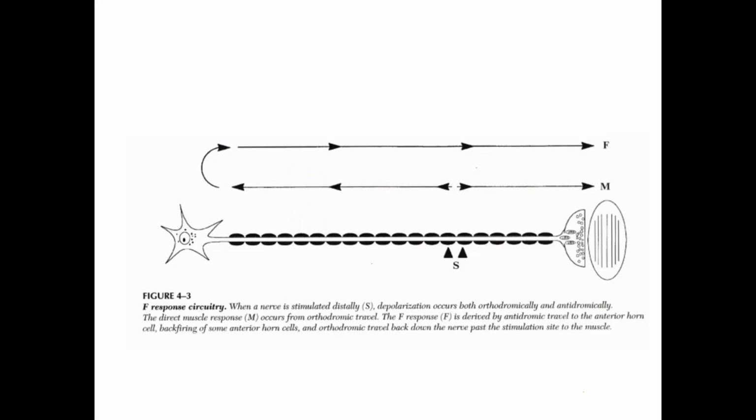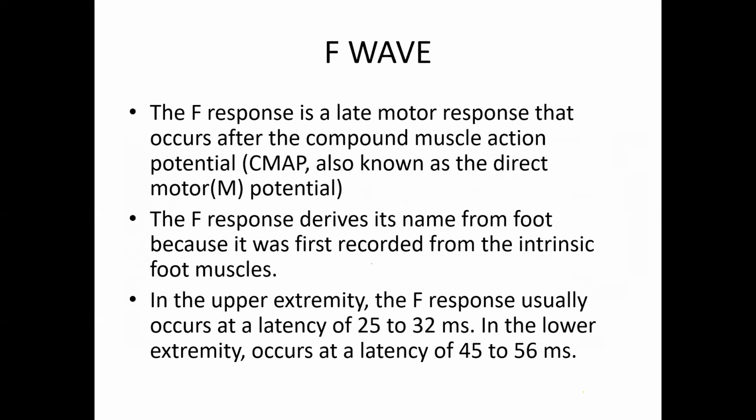So should the F wave amplitude be more, or the M wave amplitude? M wave is more. Why? Only a few anterior horn cells fire. Yeah, that is the thing. So that is why the F wave amplitude is always lower than the M amplitude. Okay, so we'll go to the characteristics of F waves.